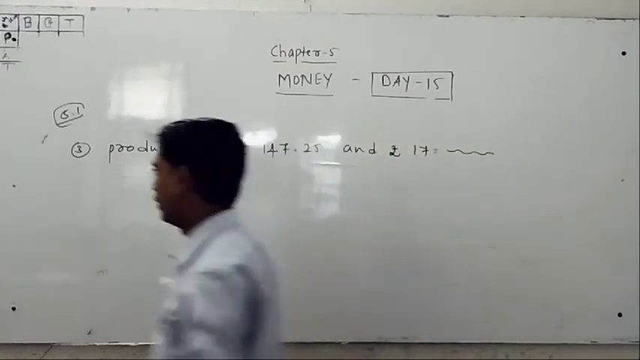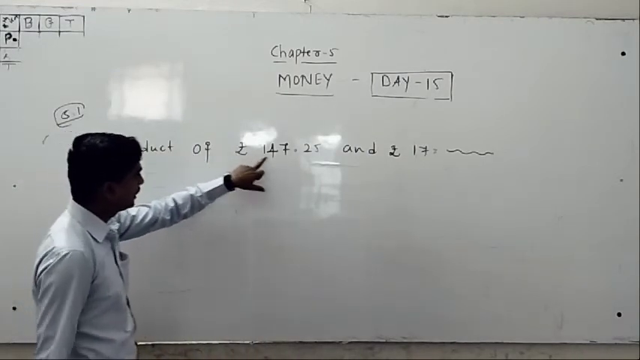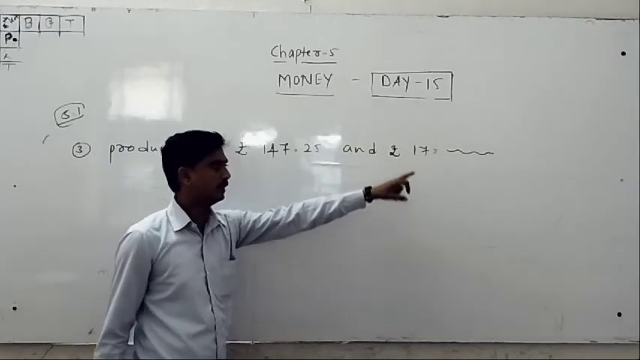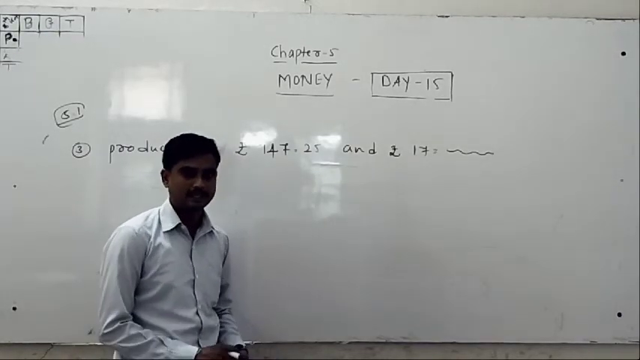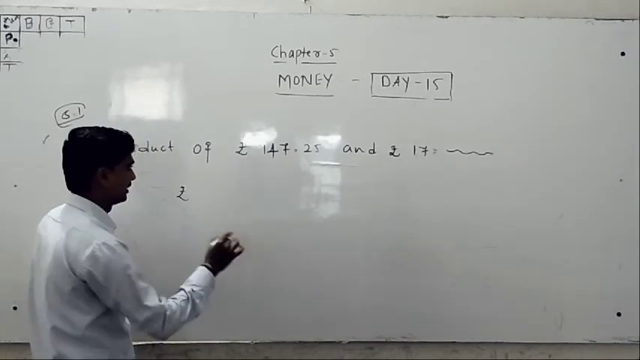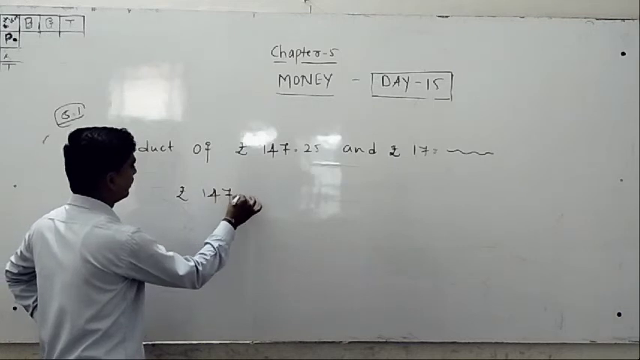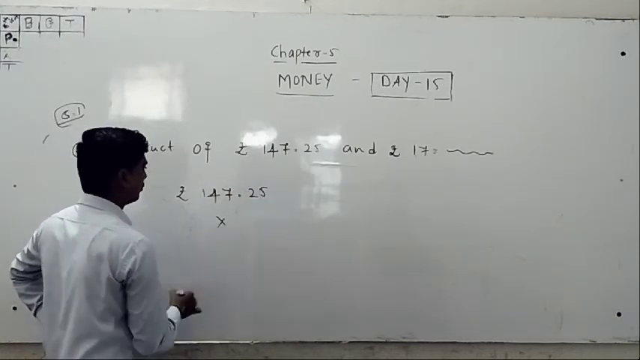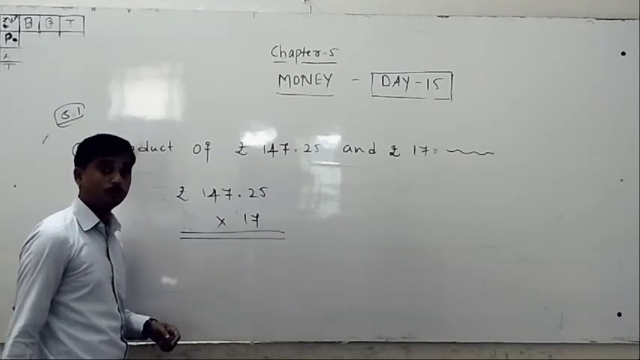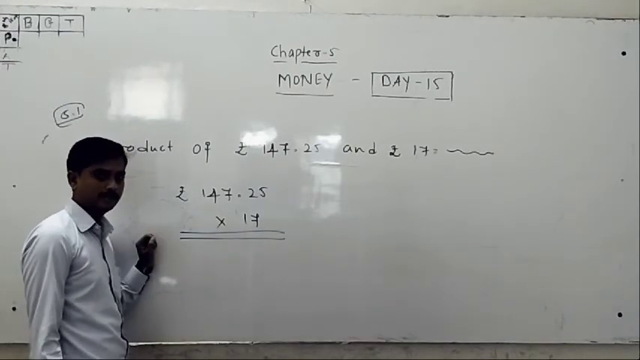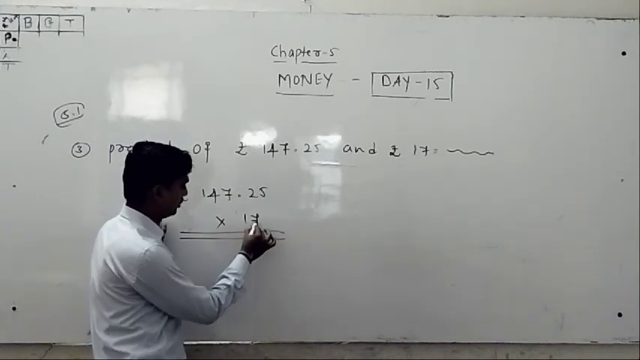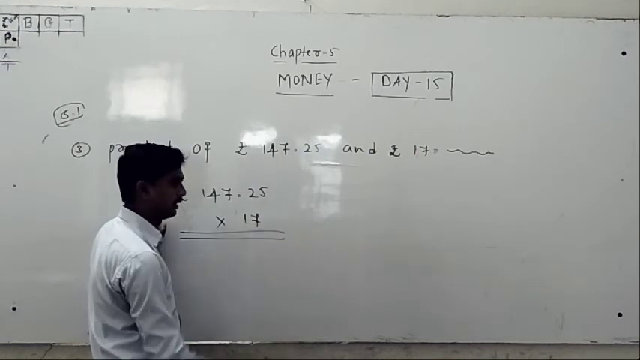What is the given problem? Look at here. Product of rupees 147.25 and rupees 17 is equal to dash dash. First of all, you should find the product. The product means multiplication. 147.25, this type you have to write. Then it is 17. Sir, if 17 table you don't know, you have to learn by heart; the table should be compulsorily by heart. Then you take one number only, 7 5s are.